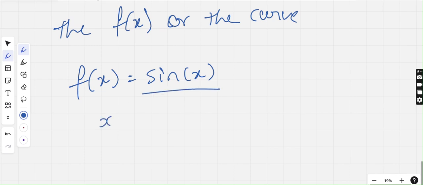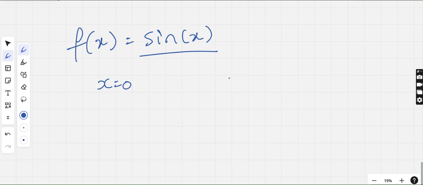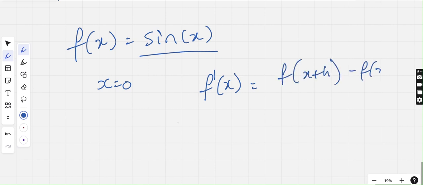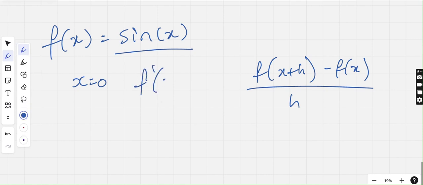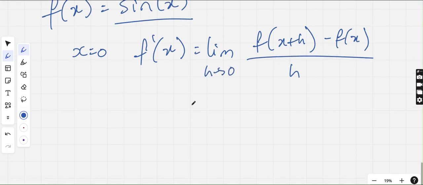For example, let me take f of x equals sine x. In this case, I want to know what's going to happen to sine x when x equals 0, only at that point. So remember, the instantaneous change is going to give us this equation: the derivative of f of x equals f of x plus h minus f of x, divided by h, as the limit of h tends to 0.